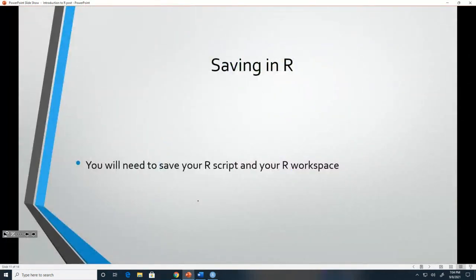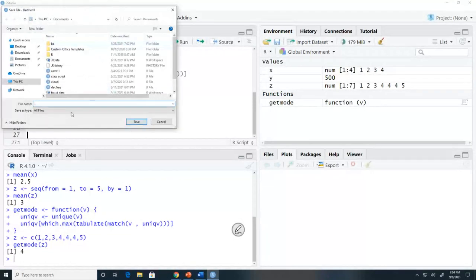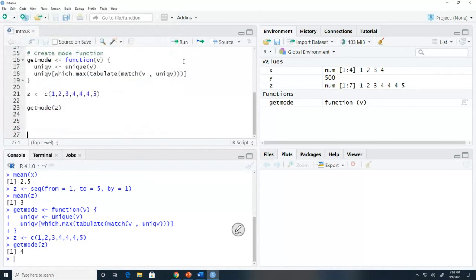Okay, so the next thing you need to do is to save your R script in your R workspace. Now, in this class and pretty much all the classes from here on that use R, you're going to want to save up here your R script. Save it as intro. Oops. So this saves just this script area.